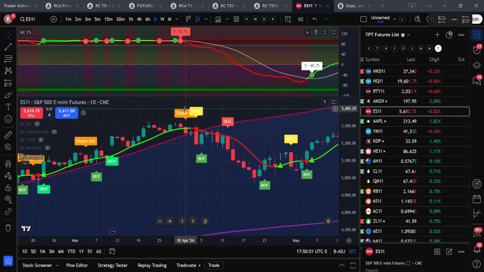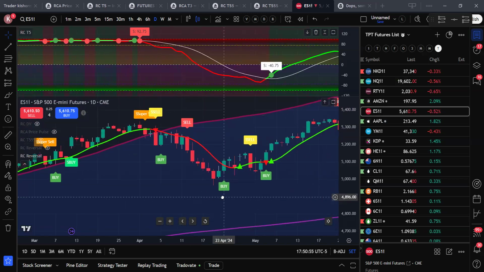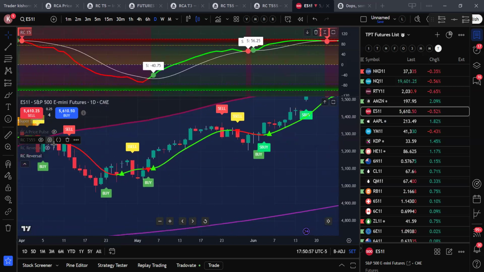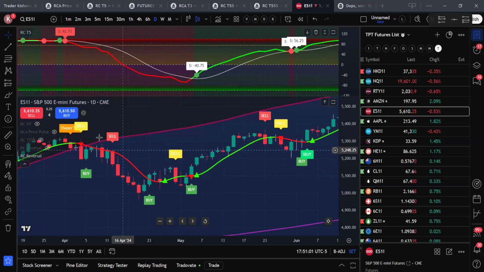If you see ES, you got a super sell. Once you get a super sell, it came all the way down to 49.80 within a few days. Right here it is 93. You got a super sell, nearly 100 points, not 100 points, it is nearly a 500-600 point drop.